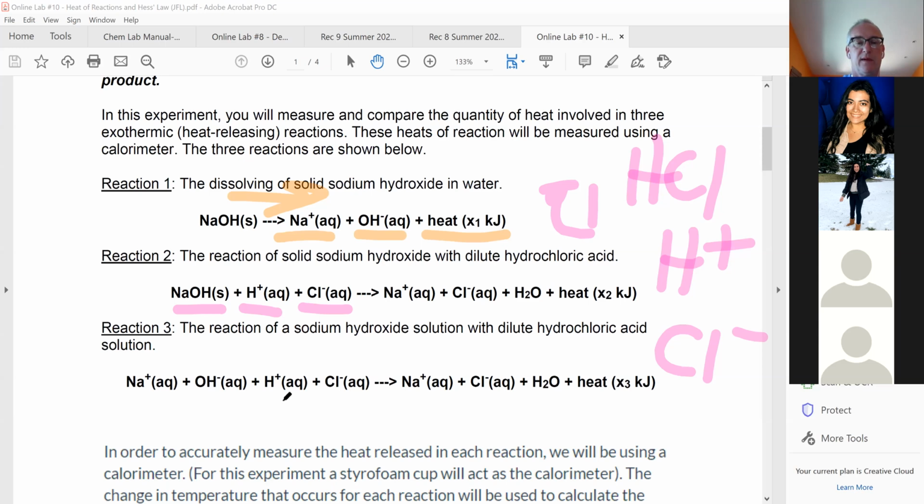And so this reaction will then be breaking this ionic bond again, doing the same reaction, breaking that ionic bond, forming sodium and hydroxide ions. The sodium ions are just going to stay in solution. The chloride ions are just going to stay in solution. But the H plus and the OH minus ions will form water.